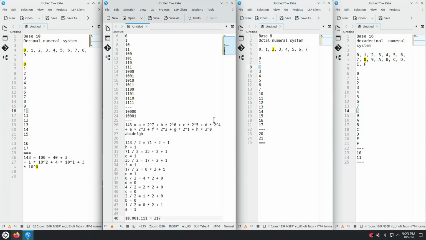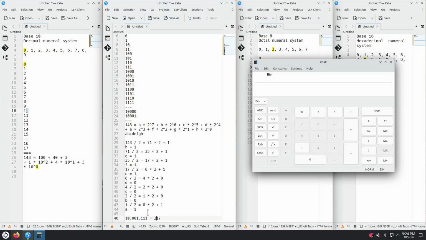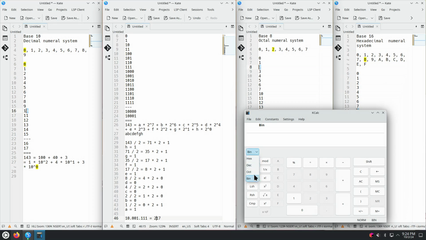So 217 in base 8 should be this value in base 2. We switch to base 8, which is octal, and we write 217, and it says that in base 2 it's 1, 3 zeros, and then 4 ones.